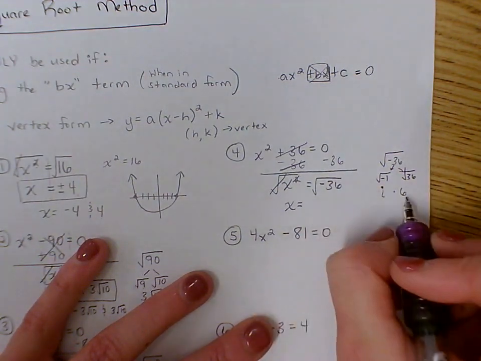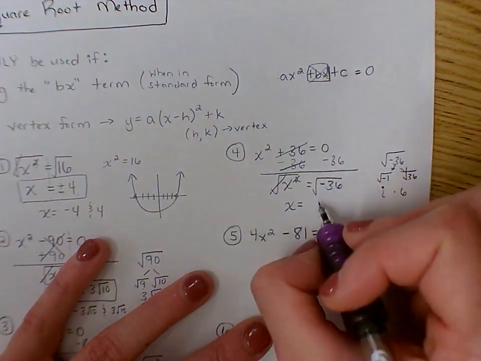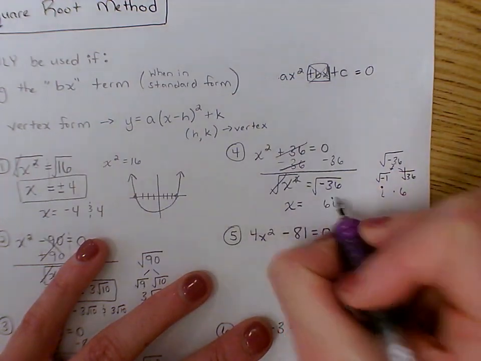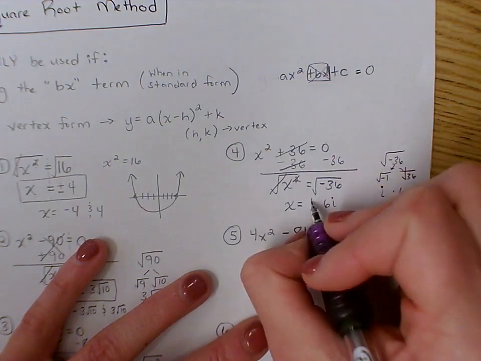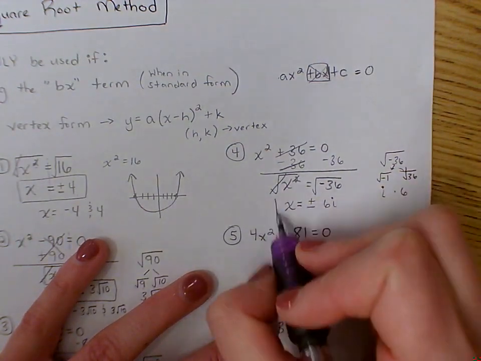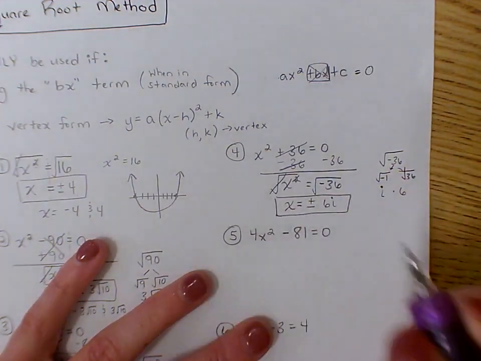So when you multiply them, remember you put that number in front of the i. And then the other thing you have to remember is because you've taken the square root of both sides, you've got to put your plus or minus. So that would be your answer there.